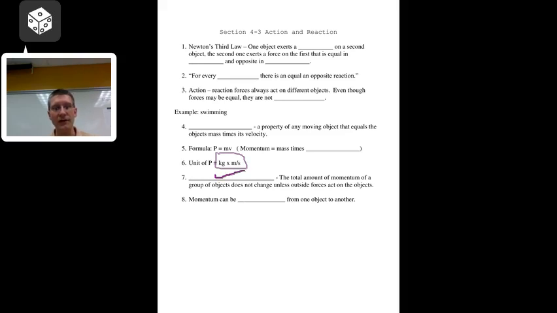All right, number seven then is a law. It's called the law of conservation of momentum. That's the total amount of momentum of a group of objects does not change unless an outside force acts on the object. Now, when we talk about groups of objects, that kind of leads to number 8. Momentum can be transferred from one object to another.